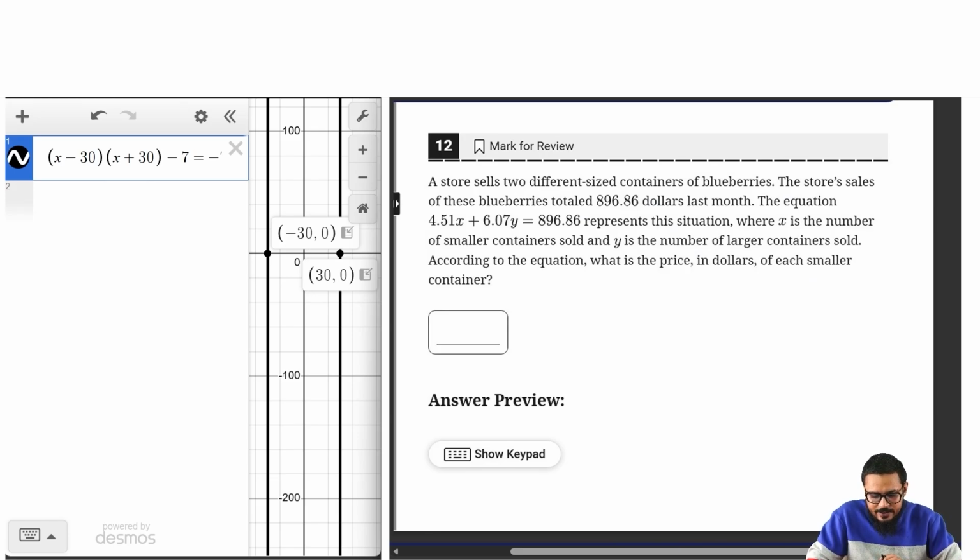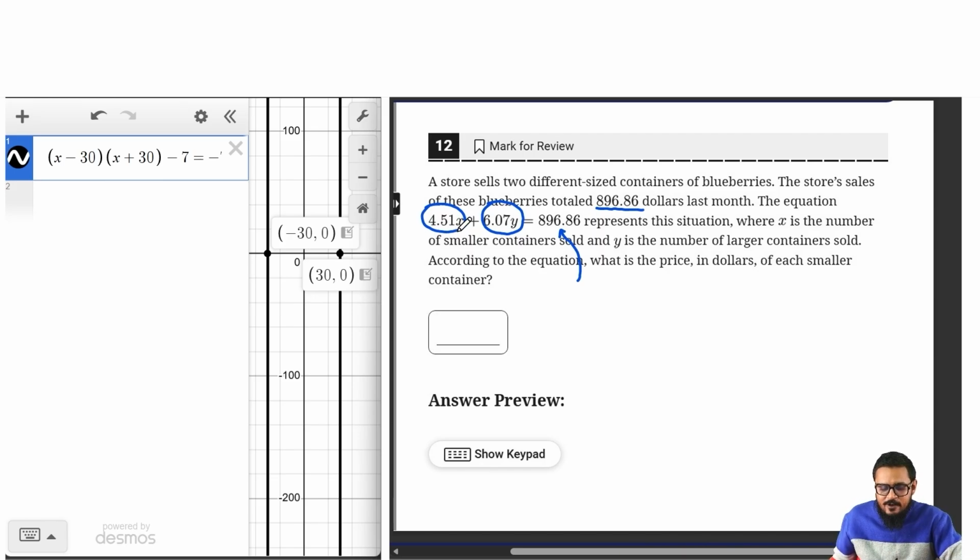A store sells two different sized containers of blueberries, and the total sales, something in dollars, is given to you as 896.86. You just have to understand this entire constant on the right hand side of the equation. This is something that is represented in dollars. It actually tells you the total sales in dollars. So obviously every individual term would represent something in dollars, right? Because dollars added to dollars is the only way you're going to get your answer in the form of dollars. And 896.86 is something in the form of dollars.